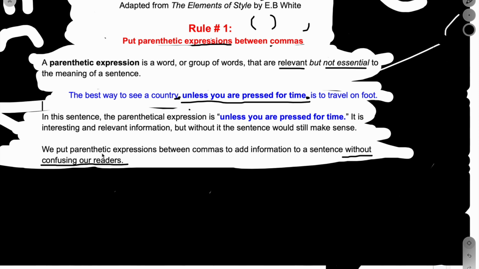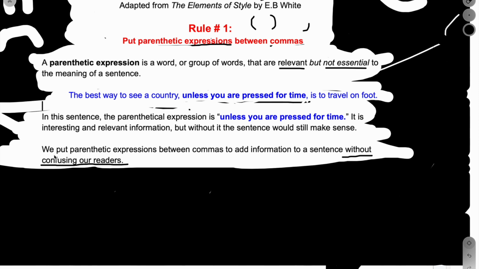So the reason we're adding commas around the parenthetic expression is to literally just help it make sense to our reader. It helps them slow down and sort through the information as it's being expressed. So we're going to add the commas back in. And again, it says, the best way to see a country, pause, unless you are pressed for time, added information, pause, is to travel on foot.